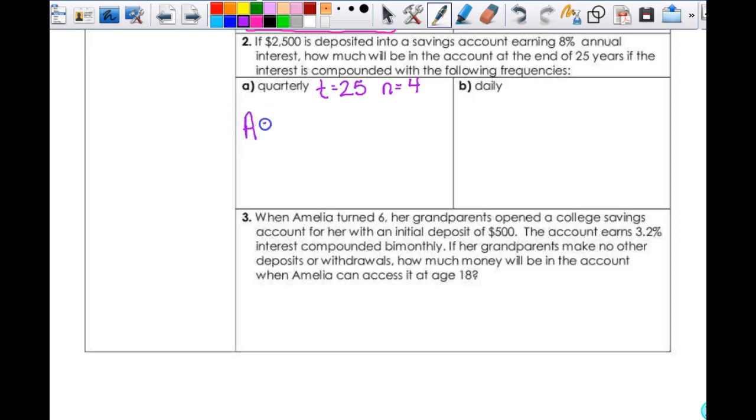That's what quarterly means. So A is equal to 2,500 times (1 plus 0.08 divided by 4) to the 4 times 25 power. Now, again, on that one, I'd probably type that in like it is, but maybe just use 100 as my exponent. It might be easier if it's a number that's really obvious and I know. Let's go ahead and get those typed in.